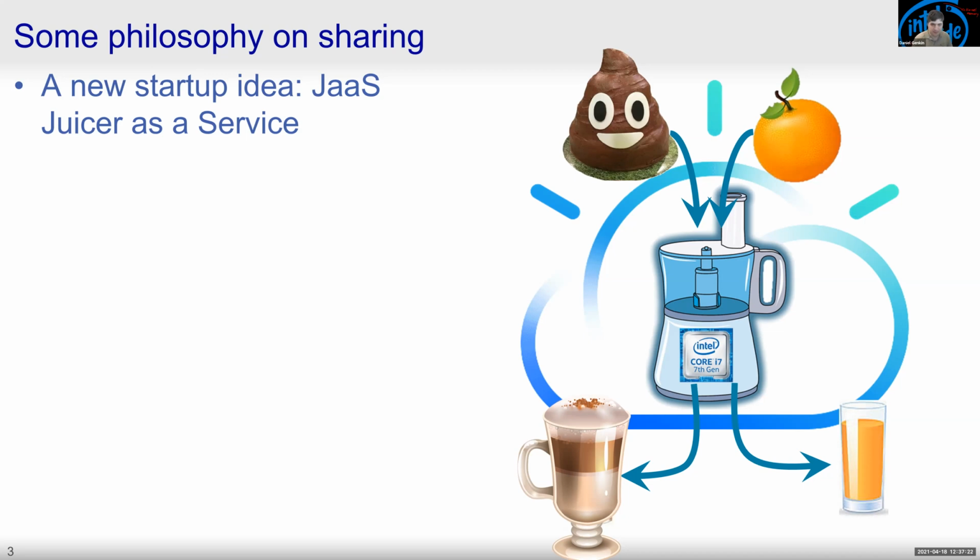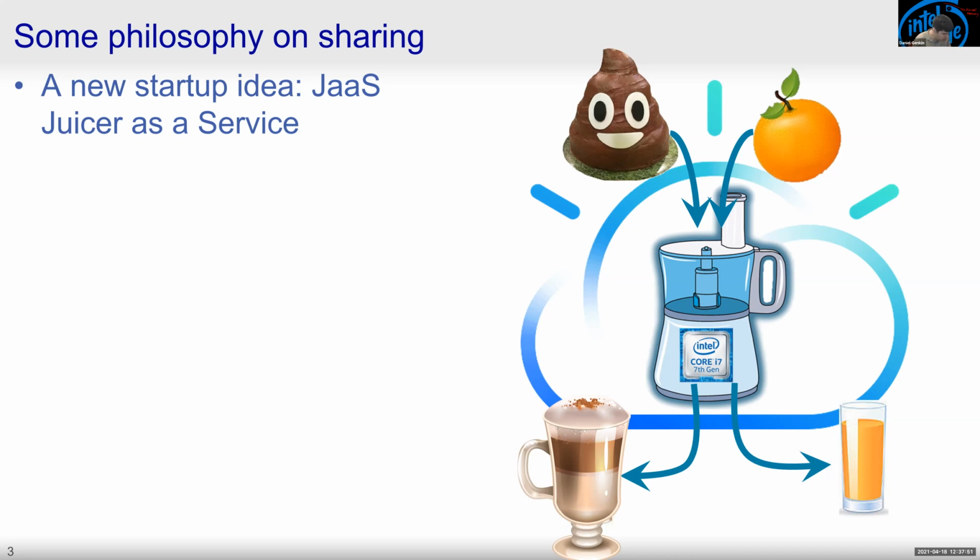Okay, so I think we can all agree that this is a bad idea. But if we all agree that this is a bad idea for juicers, why are we making computers do just that? And the short answer is economics. Computers are more expensive than juicers, and therefore it makes economic sense to do that for computers, but not for juicers. Juicers are cheap enough for each of us to have our own.